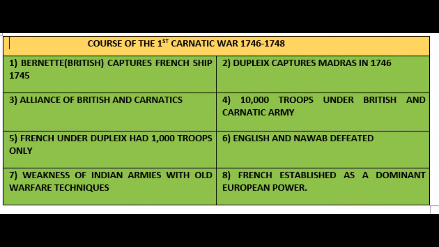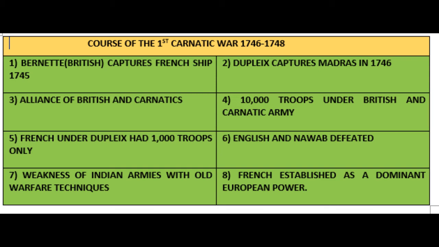Course of the First Carnatic War. English Navy under Burnet started the war by capturing a French ship in 1745. Dupleix retaliated by capturing Madras in 1746. The English and the Nawab of Carnatic, Anwaruddin Khan, formed an alliance. The Nawab and the British had about 10,000 troops, while the French had only 1,000 troops under the command of Dupleix. The English and Nawabs were defeated, and thus French were established as a European power in India.